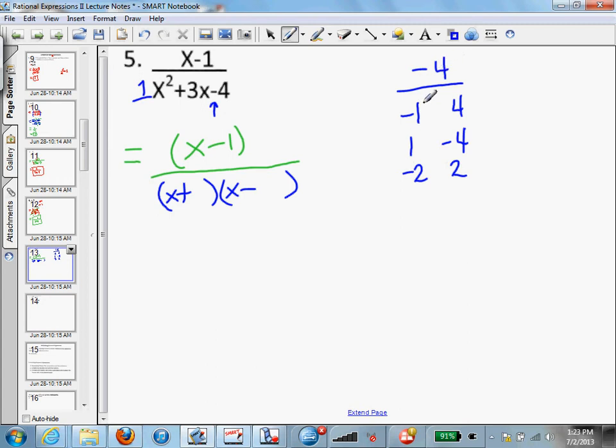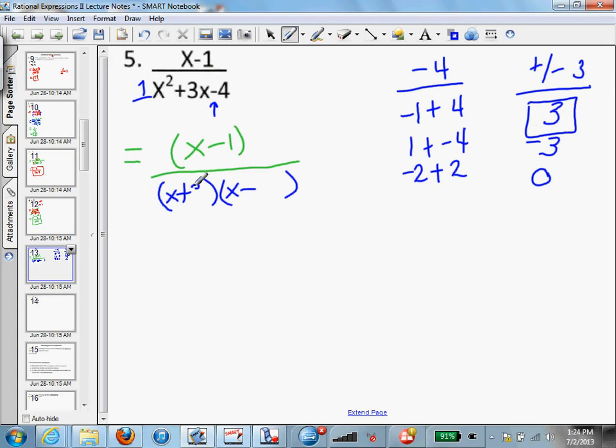So if we were to combine these, what would give us a positive 3 through adding or subtracting? Negative 1 plus 4 would give us a positive 3, while 1 minus 4 would give us a negative 3. And combining negative 2 and 2 would give us 0. So this is what we want, because we wanted the positive 3 found in the b term.